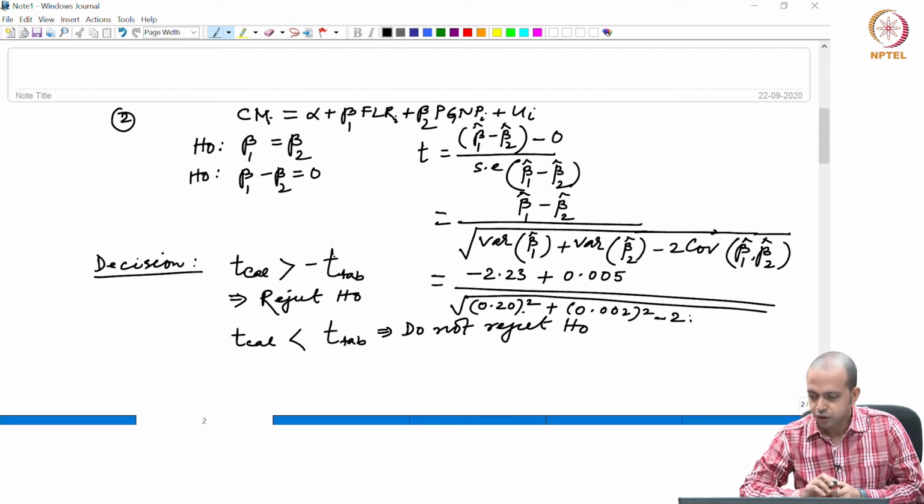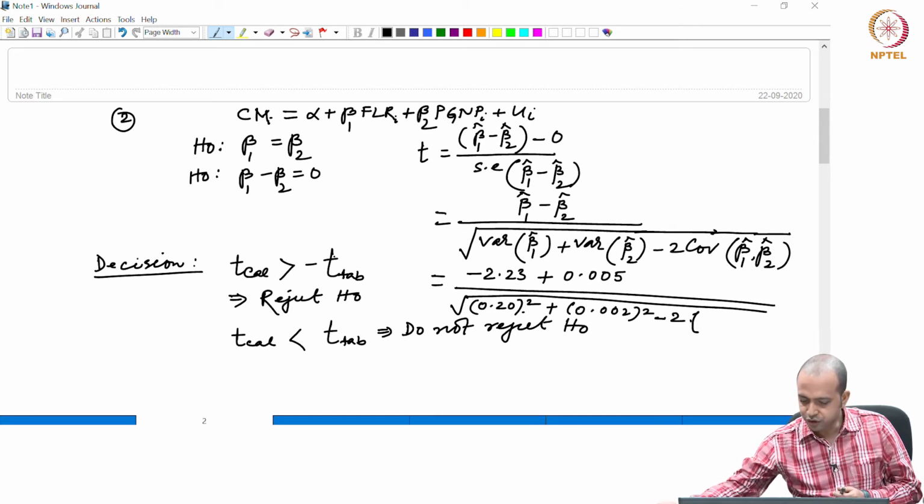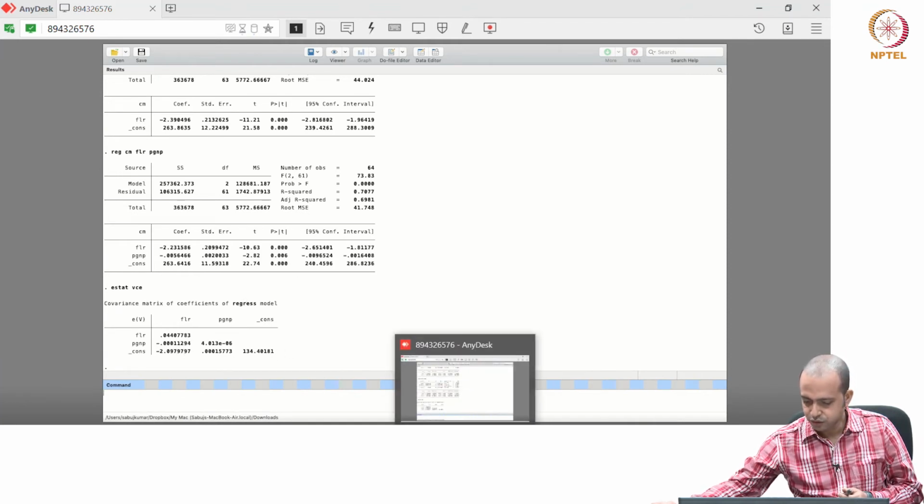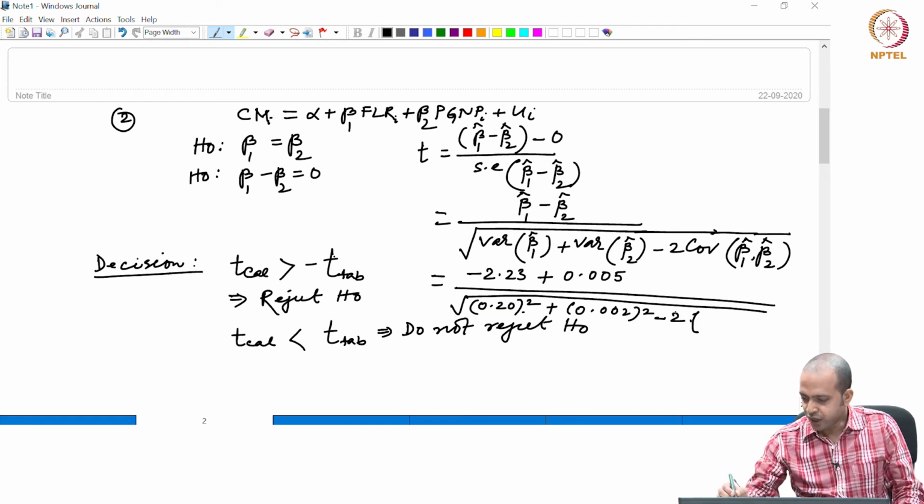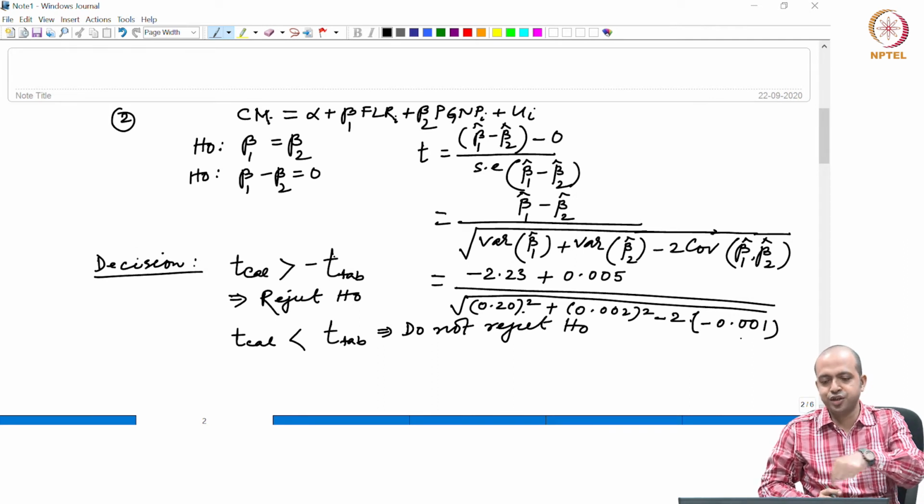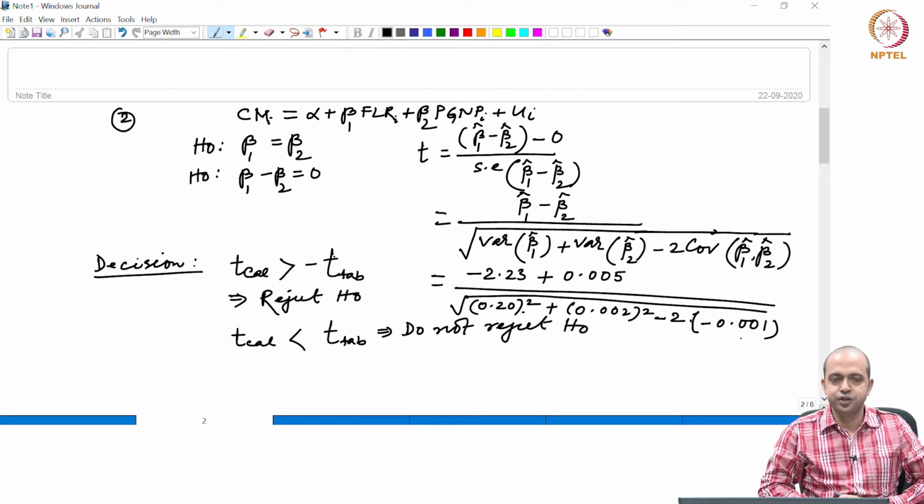2 into, what is the value you got there, covariance is minus 0.0001. Okay. So, we have one minus here, and if you put minus 0.0001, this is how you have to calculate your t, and this calculated t should be compared with the tabulated value of t at a specific level of significance, alpha equals 1%, 5% or 10%.